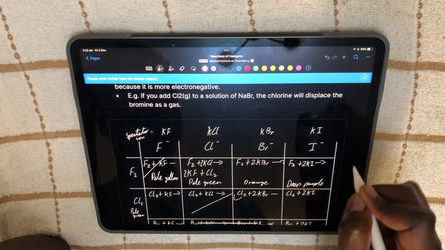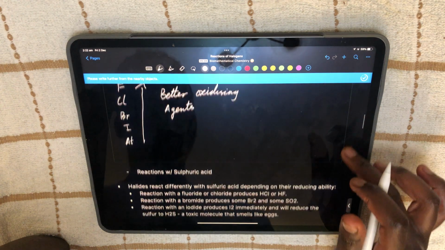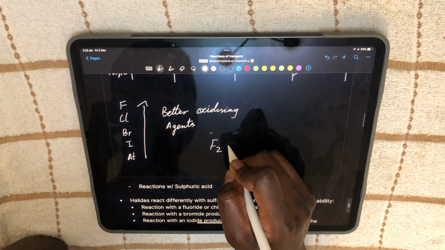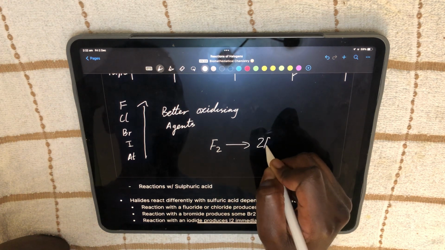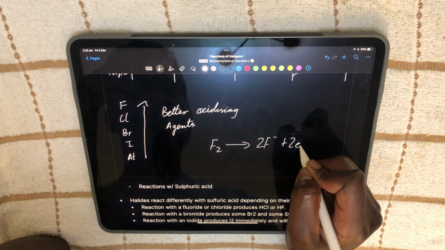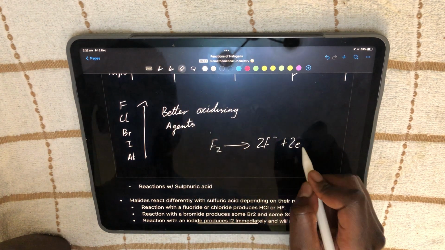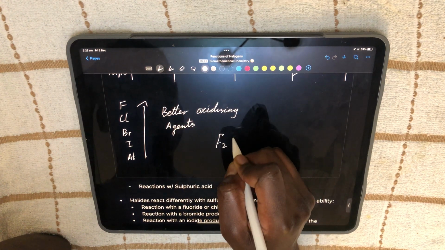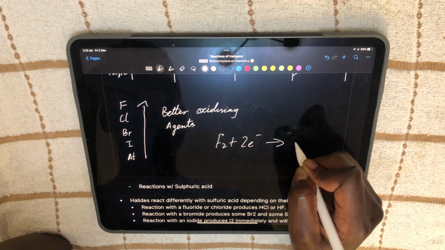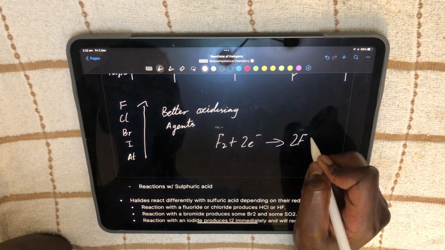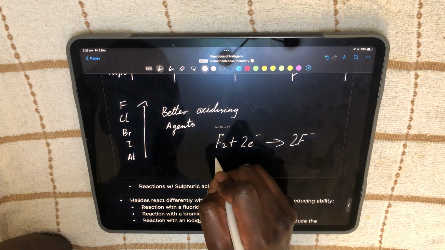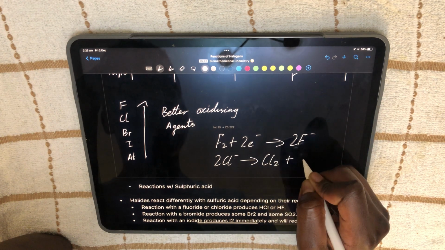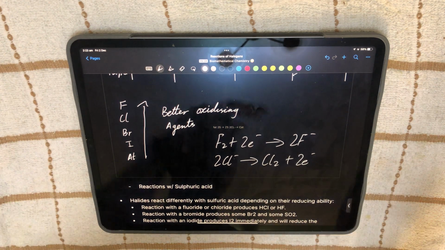Essentially what's happening here is F2 plus 2e minus goes to form 2F minus, and then 2Cl minus goes to form Cl2 plus 2e minus. And that's what's able to happen here.